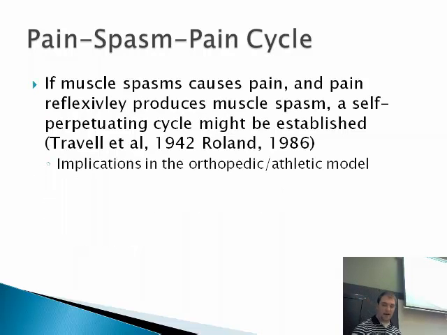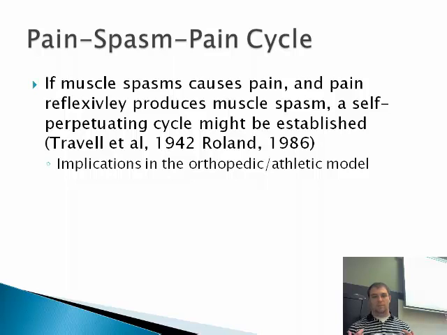Pain-spasm-pain cycle. Muscle spasms cause pain, and pain reflexively produces a muscle spasm. It's a self-perpetuating, never-ending cycle. Two authors talk about this in an old article, right? 1942 is the original article. Travell et al., and Rowland in 1986, discussed the pain-spasm-pain cycle.